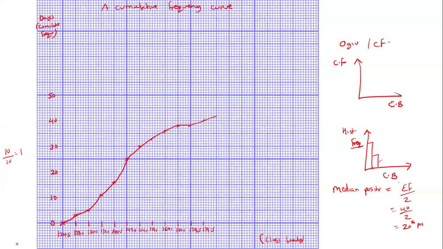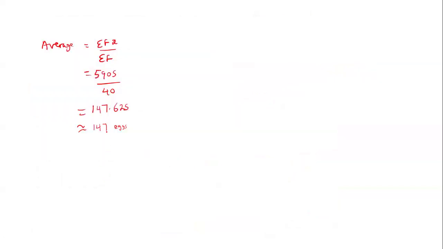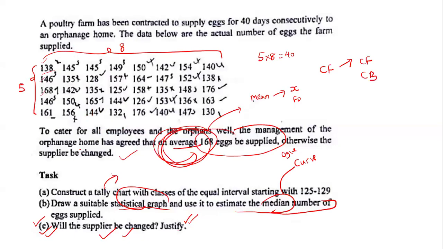So here you have to reason out very well. Our conclusion now, because they have agreed that on average 160 eggs are to be supplied, but when you read through our answer, on average the farmer can supply 147 eggs on a particular day or during those days. So now who can give us a conclusion to respond back to the item? They're asking, should the supply be changed? Justify. Someone to give us the conclusion.